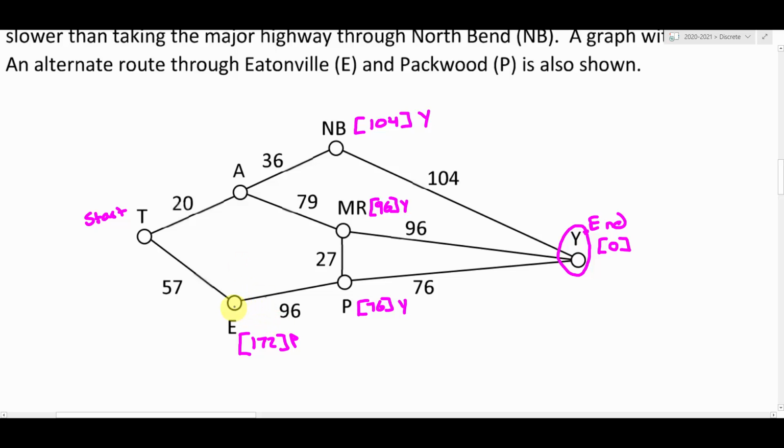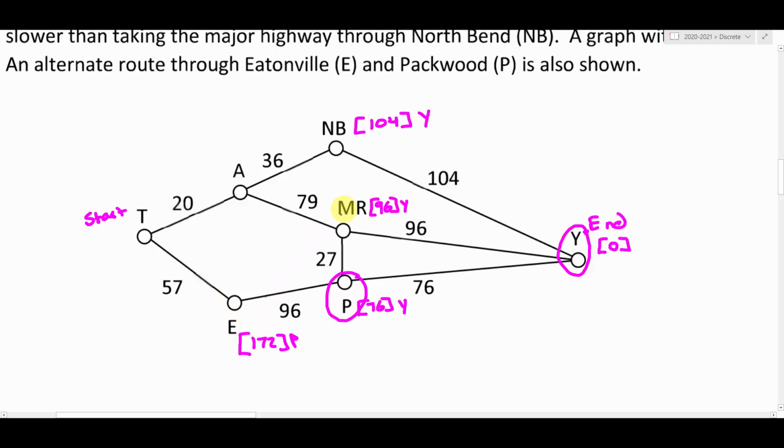Then I do the same thing for the other vertex that leads in, so that's going to be MR. If I do 76 plus 27 to get to MR, that would give me a grand total of 103, and 103 is bigger than the current distance that I have at MR, so I'm not going to write that one down. Now I've analyzed all the edges that come into P, so P has been visited. I circle it, that way I don't revisit it again. And then I repeat the process again.